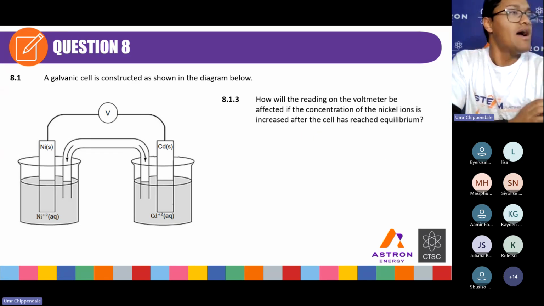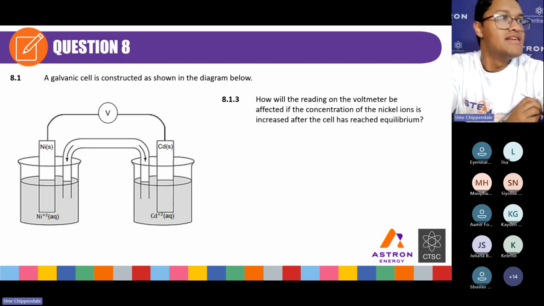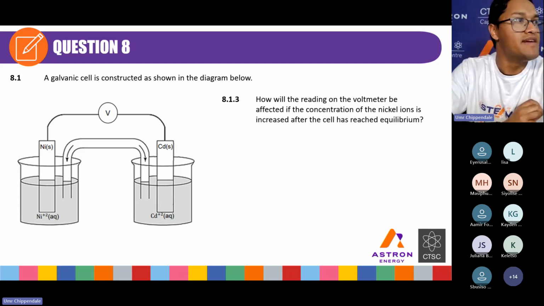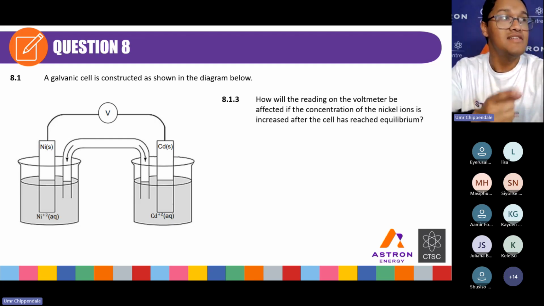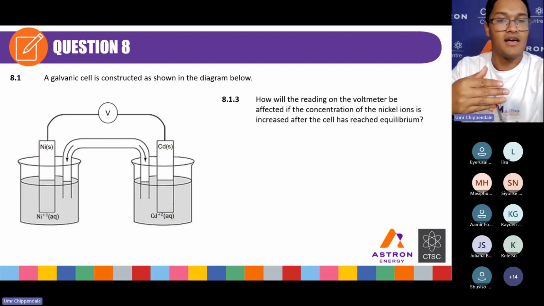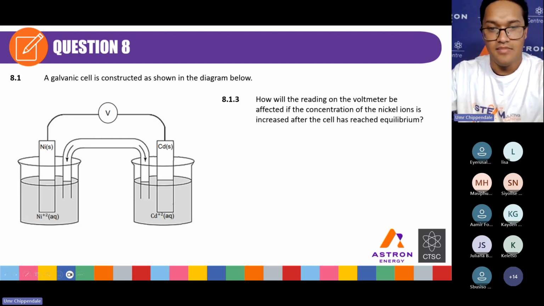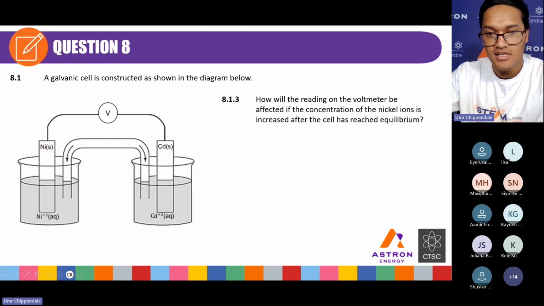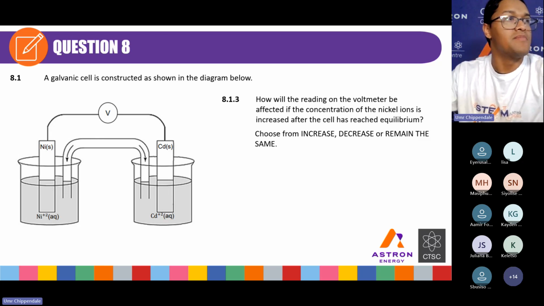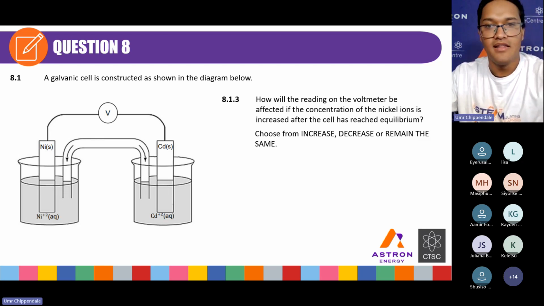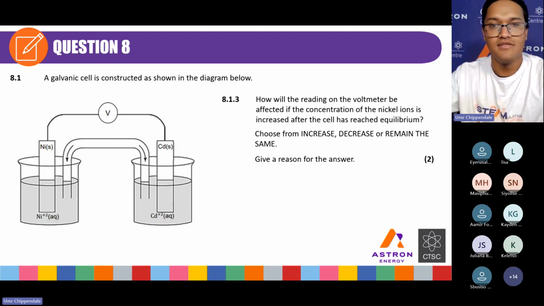Moving on. 8.1.3. How will the reading on the voltmeter be affected if the concentration of the nickel ions is increased after the cell reached equilibrium? Right? So how did this actually increase after the cell reached equilibrium? Here we need to choose from increase, decrease, or remain the same, and give a reason for your answer.